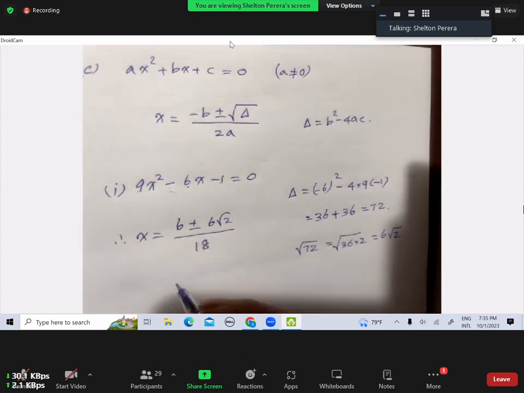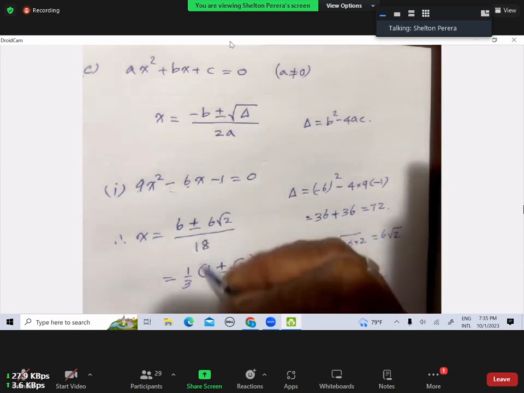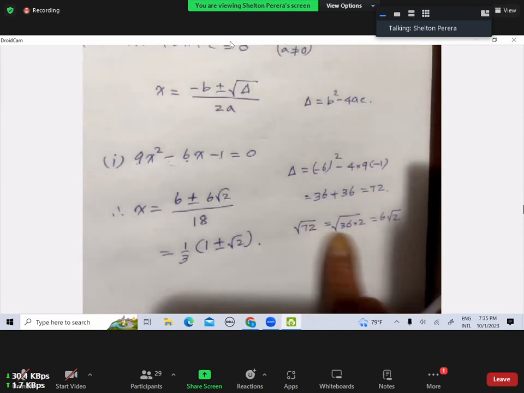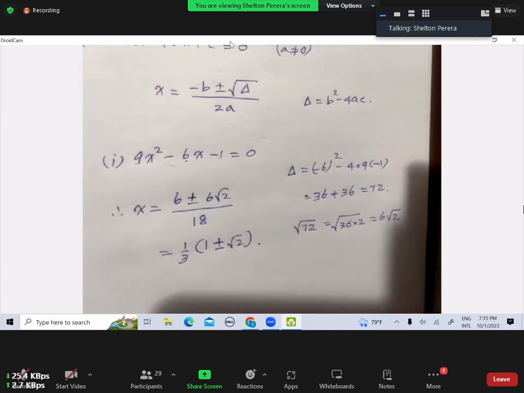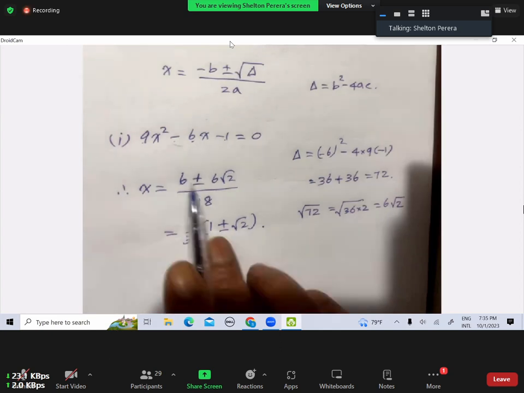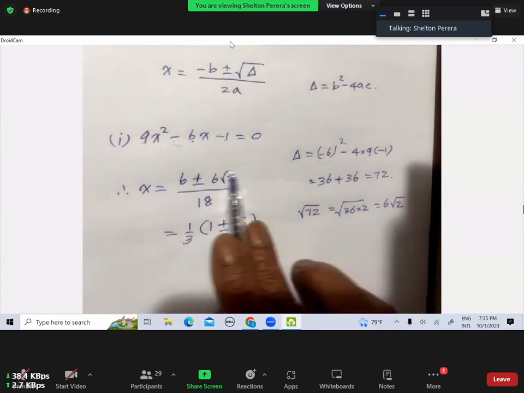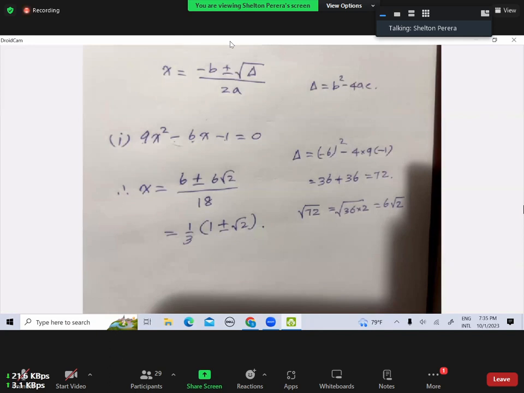2a is 18. So this is equal to, we get 6 factored out. So it's 1/3 times 1 plus or minus square root 2. You can leave it in any form, okay? I wrote it in the most beautiful form, but it doesn't matter. If you can get here, you will get full marks. Some students may even keep it as square root of 72 without simplifying. That is also okay. Square root 72, then you have an ugly answer, 6 plus or minus square root 72 over 18. Even if you leave it in that form, you will get full marks.